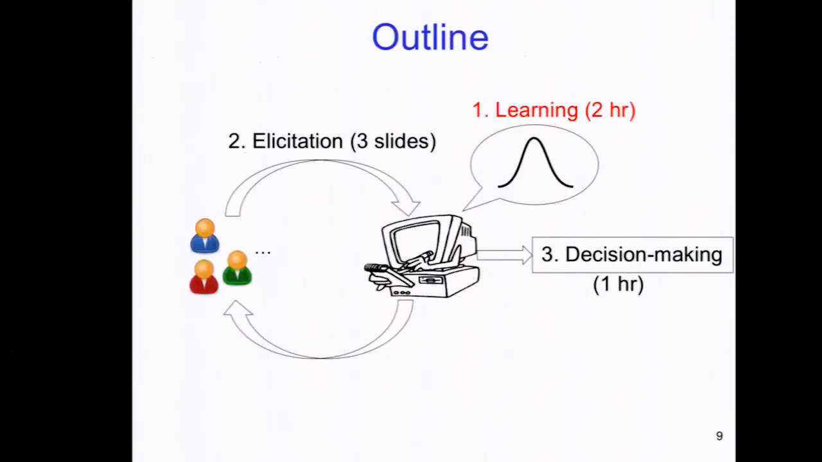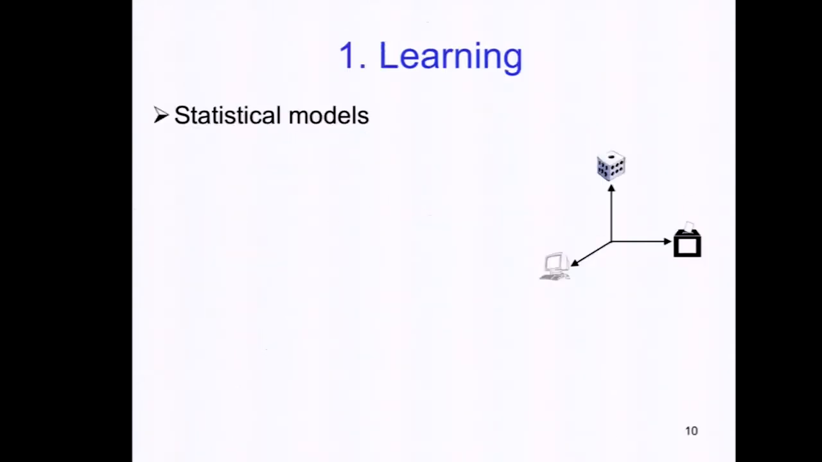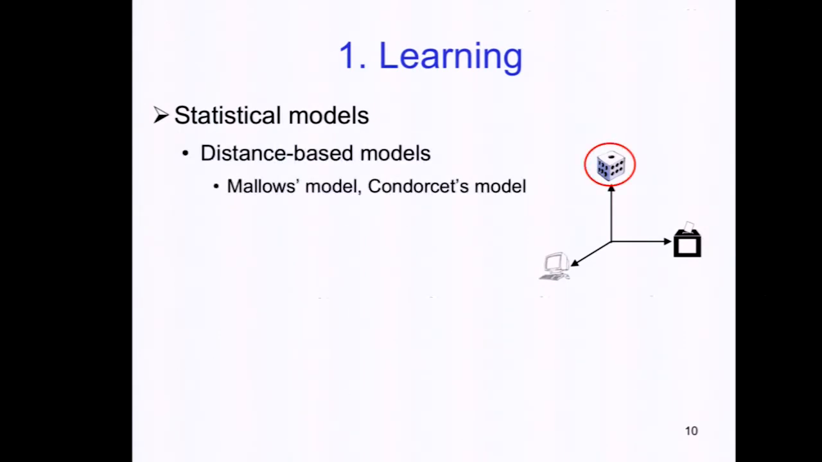Okay, so let's start with the exciting learning part. Here's a very quick overview of the learning part. We must deal with rank data. So we're first going to talk about some popular statistical models for rank data. We're going to talk about two types of models. The first type is called distance-based models. Essentially, the probability of generating a sample depends on the distance, how far away the sample is from the ground truth in a metric space.